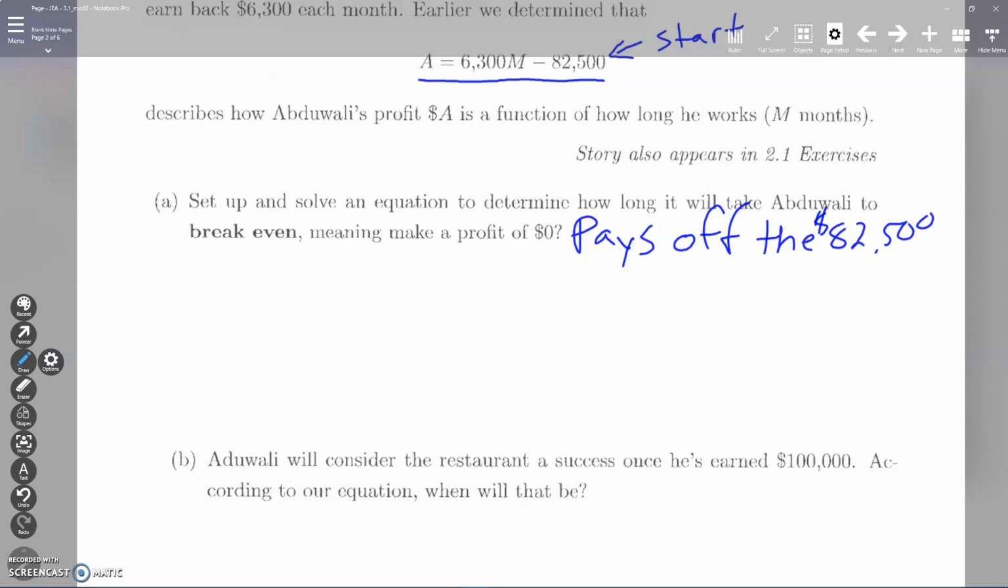Well, profit of 0, that means if we start with the equation, A equals $6,300 times M minus $82,500, and we want to know when will his earnings be 0? In algebra, this is a very common place to want to find answers to. When will it be 0? So we can start with the equation like this.